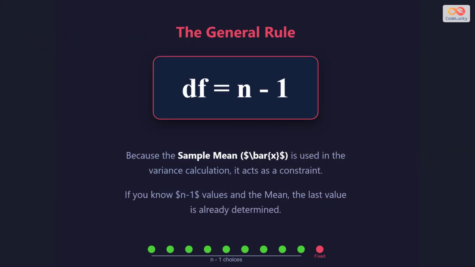This leads us to the general rule: df equals n-1. In statistical sampling, calculating the sample mean acts exactly like that sum to 10 rule. It fixes the center of the data. Once the mean is known, if you know n-1 of the values, the final value is automatically determined. Therefore, we have n-1 independent pieces of information left to estimate the variance.